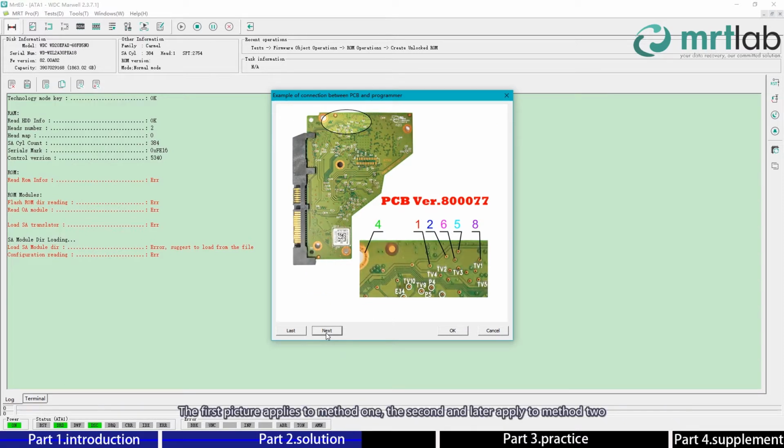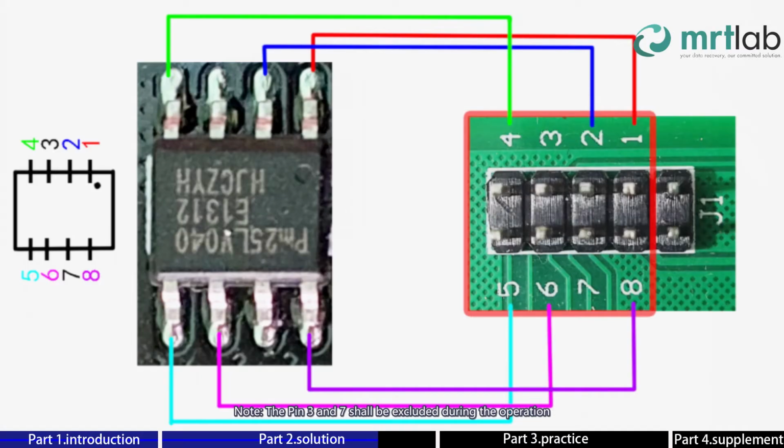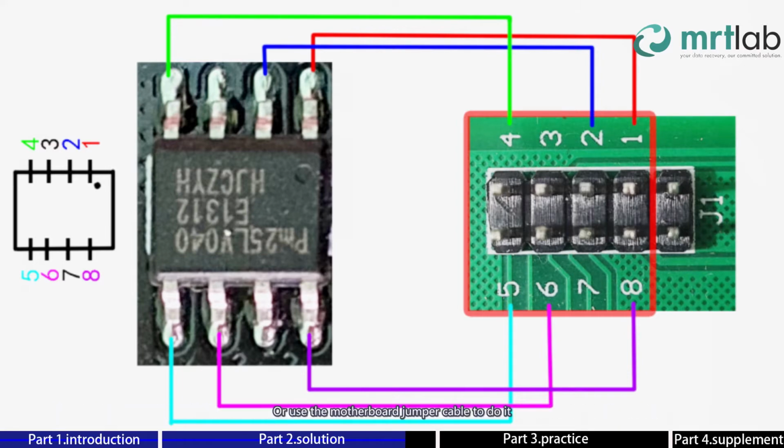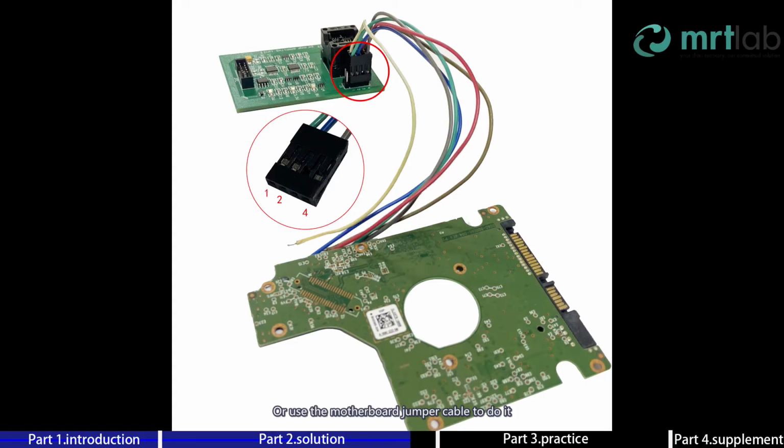The first picture applies to method 1, the second and later apply to method 2. Note the pin 3 and 7 shall be excluded during the operation. If an 8-pin probe is available, it is highly recommended to use the probe to bridge between the ROM chip and programmer, or use the motherboard jumper cable to do it.